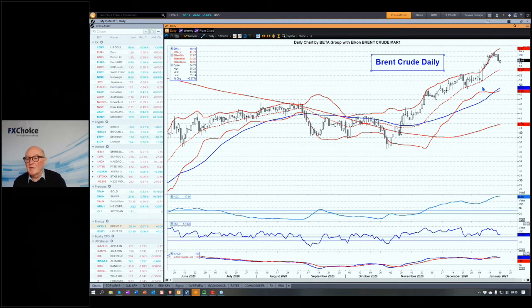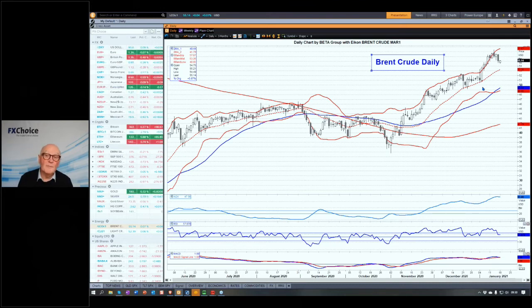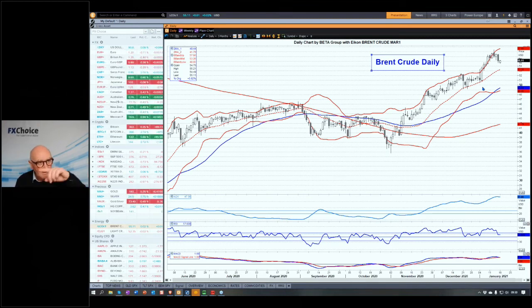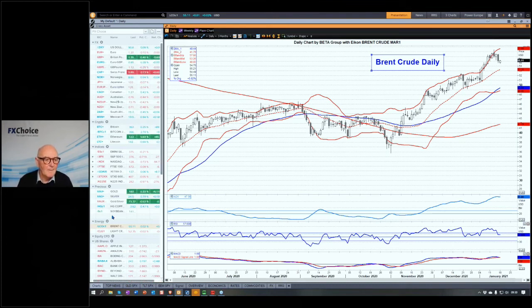But I see it as a correction in a rising market, therefore a buying opportunity rather than a change in the trend. I don't think it is a change in the trend, but it's been caused by the hesitation at that big cigar of consolidation there. So it's not at all surprising that this is happening.